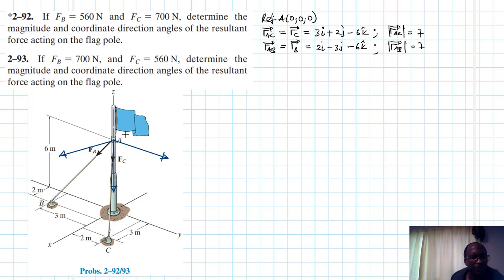Then for FB, it will have one component along the x like so, then it will have another one along the y like so, and maybe this one I make it a bit straighter, it will have one along the y like so, and then it will have another one here like so.